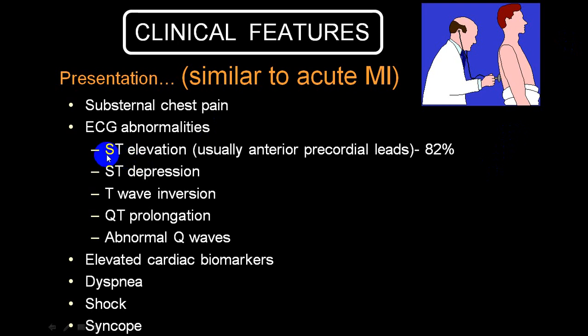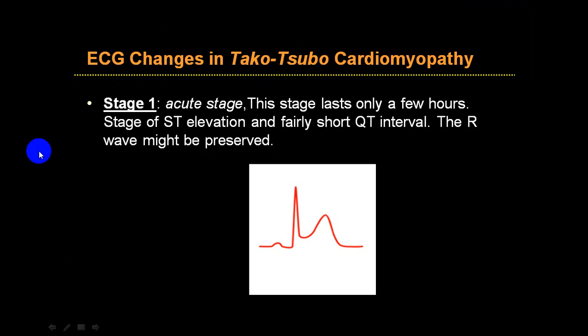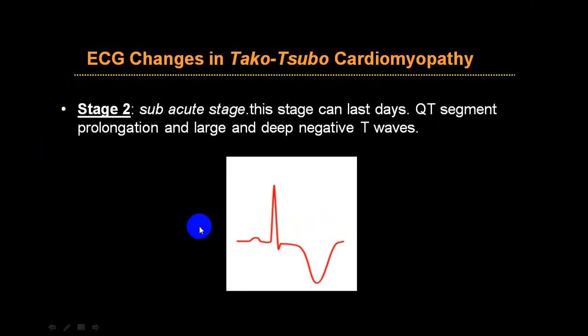There are a lot of changes you can get in a Takotsubo. You can have an ST elevation, ST depression, T wave inversion, QT prolongation, or abnormal Q wave. These are all the things which you can get, and even sometimes you can have elevated biomarkers, and a good number of times it is mistaken for acute myocardial infarction. But whenever you see this globally, in an acute stage you will have an ST elevation like this.